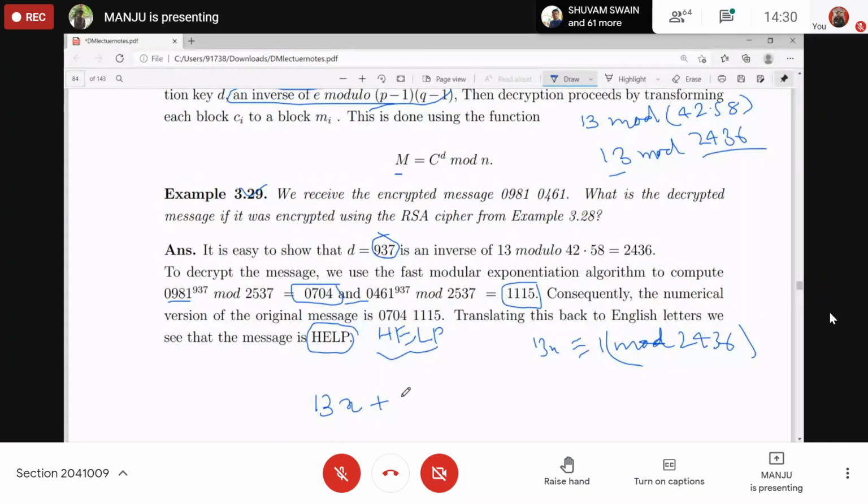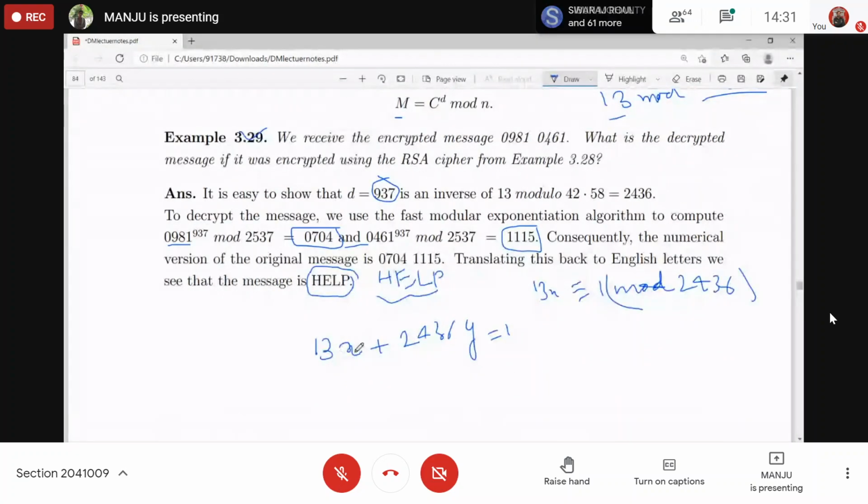such that 13x plus 2436 into y is giving you 1, right? So this x will be the inverse. If you apply modulo 2436 on both sides, this will give you the inverse x. There also you can find x. So 2436 divides 13x minus 1. So calculate for that x, and that will give you the inverse. Clear?